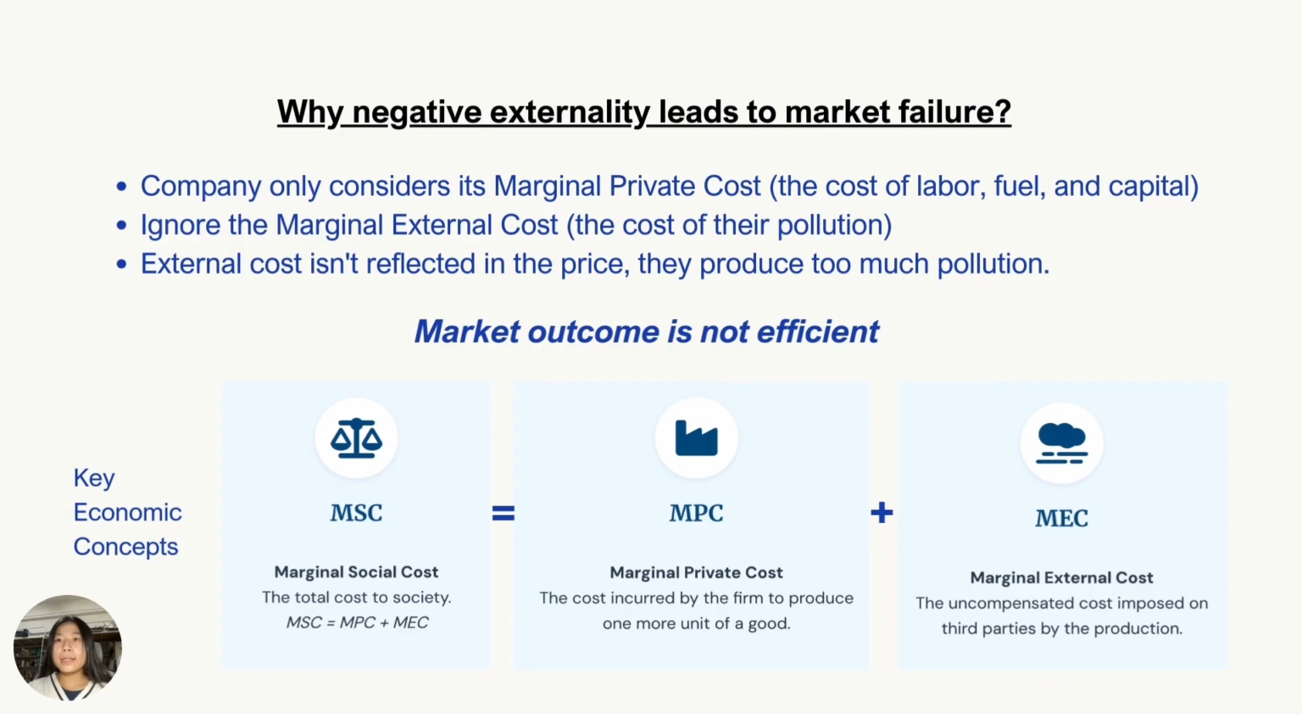So, why does negative externality lead to market failure? It's because the company only considers its marginal private cost, the cost of labor, fuel, and capital, and it ignores the marginal external cost, which is the cost of their pollution. And why do we know that they ignored the marginal external cost? It's because this external cost isn't reflected in the price, and they in turn produce too much pollution, because when price is low, the quantity becomes higher, which leads to market failure.